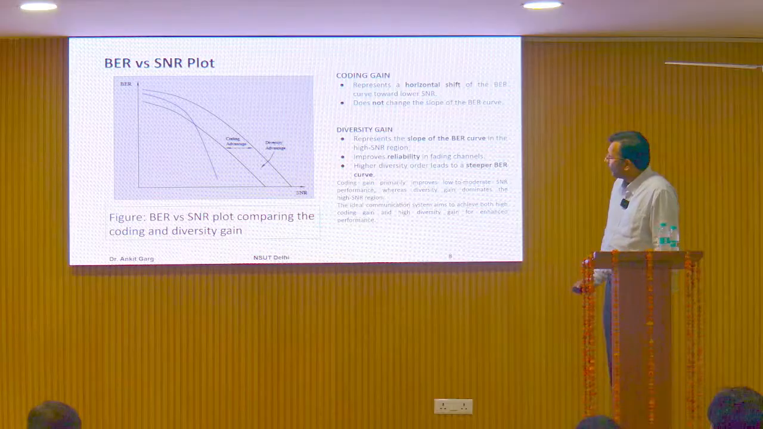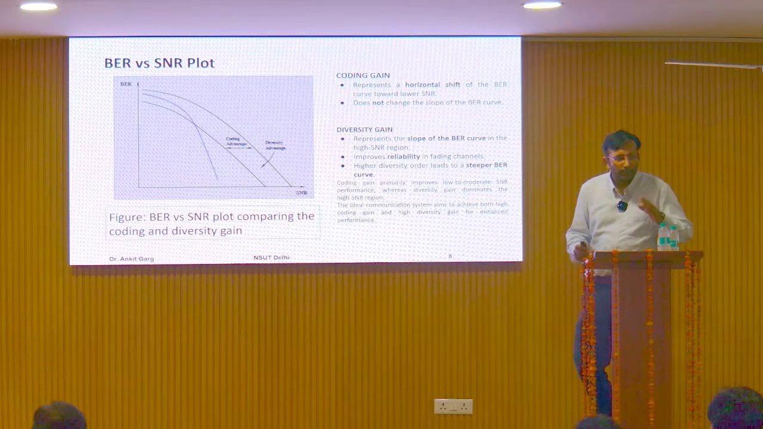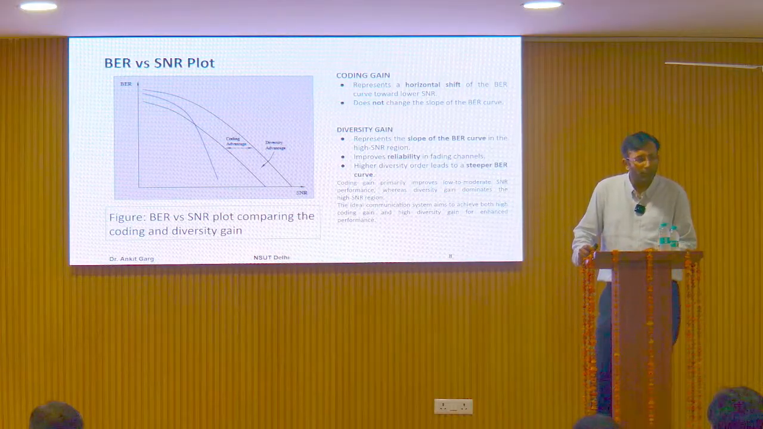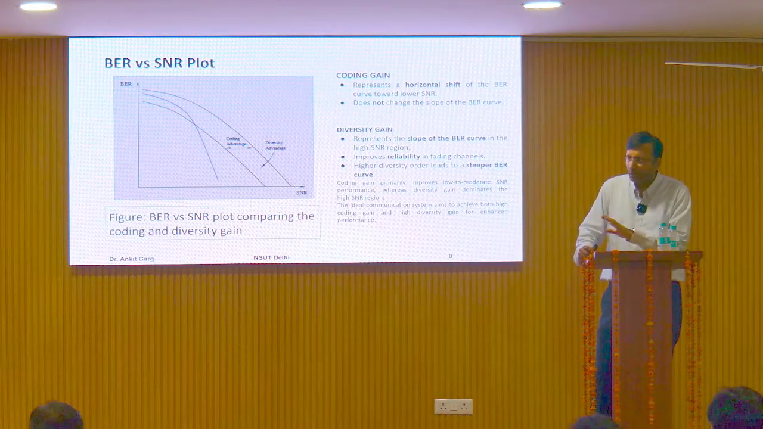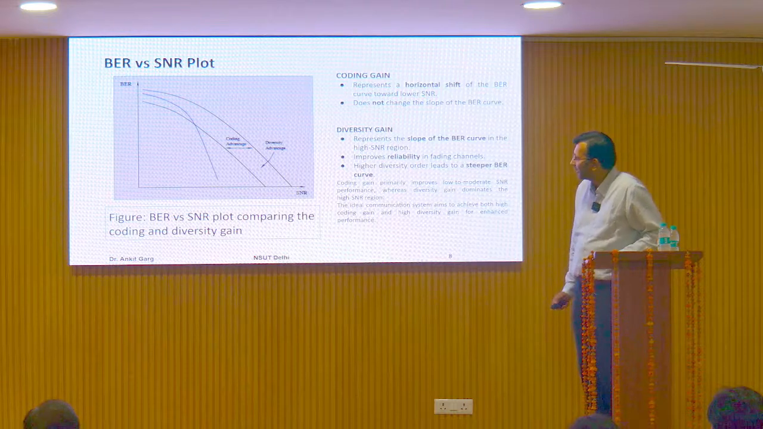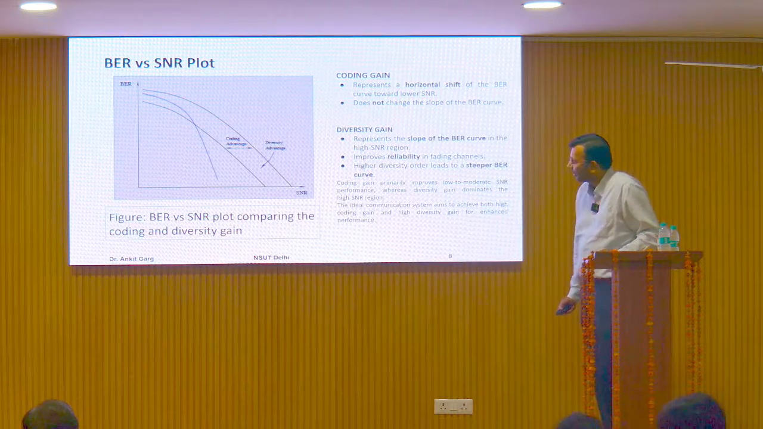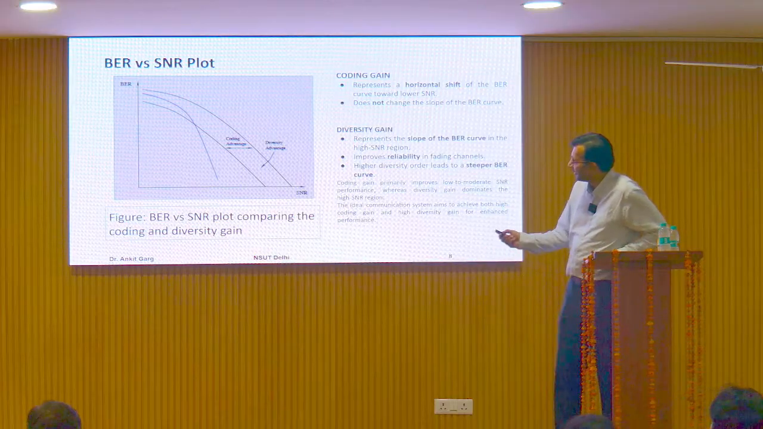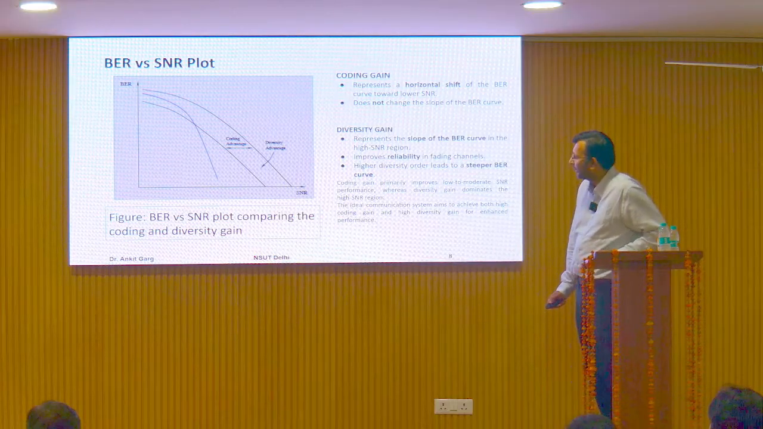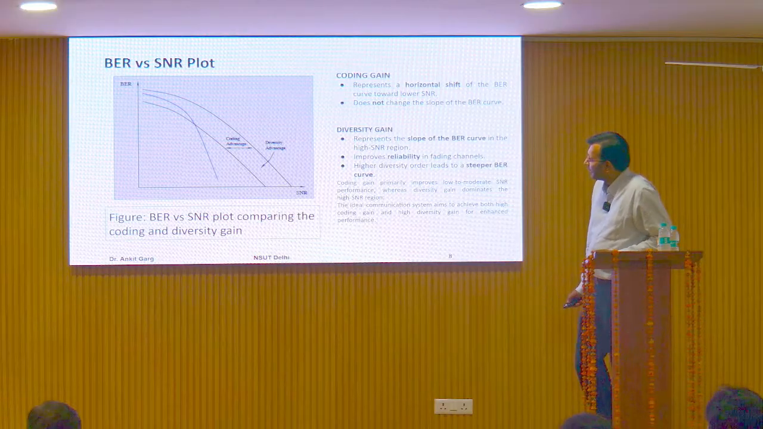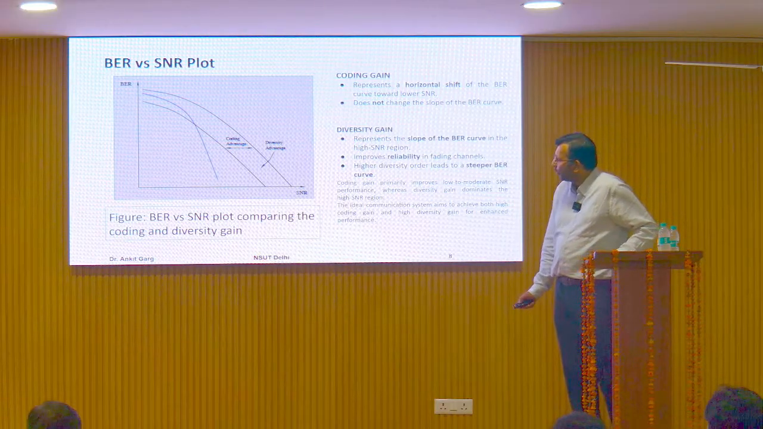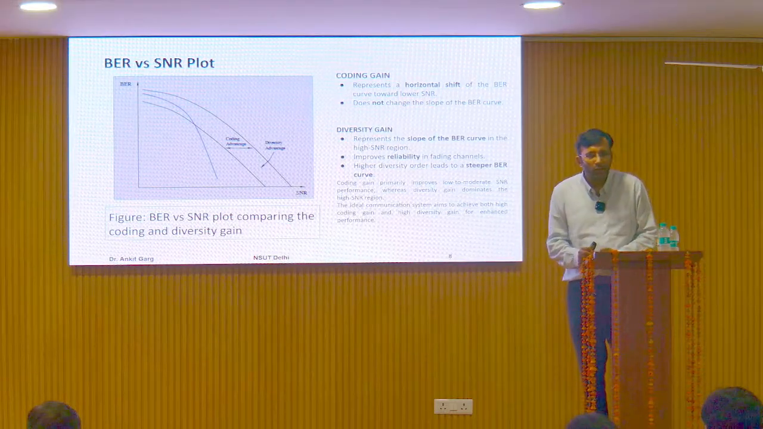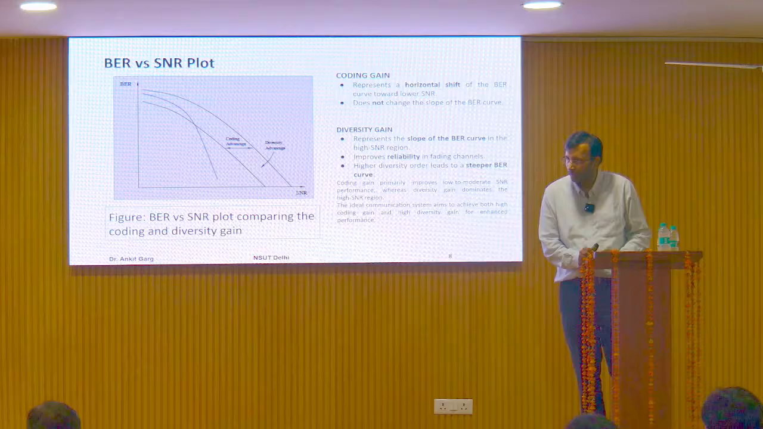Right. So before showing the comparison between the different techniques which we have just gone through, MRC, beam forming and OSTBC, I'm going to just give you the basic introduction of this bit error rate versus SNR graph, this waterfall graph, and what does this gap and slope represent. Okay. So the gap represents the coding gain. This coding gain represents how much SNR we would require to achieve the same bit error rate, right?